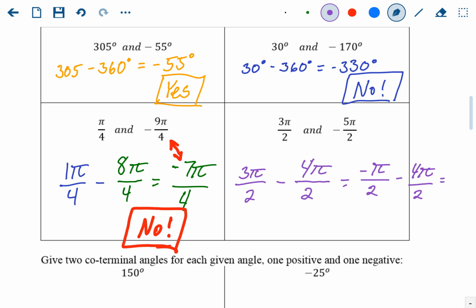We could subtract another 4 pi over 2. And this time we end up with negative 5 pi over 2. So you could go all the way around the circle once. You could also go all the way around the circle twice. You could do it 3 times, 4 times. You go as many times as you want, as long as you're going all the way around. So those are the same, and these are coterminal.